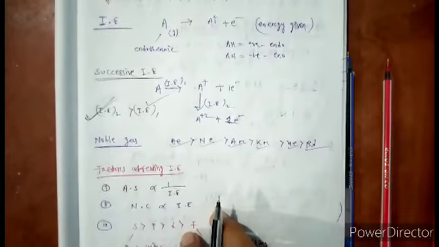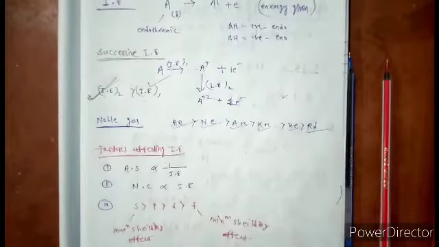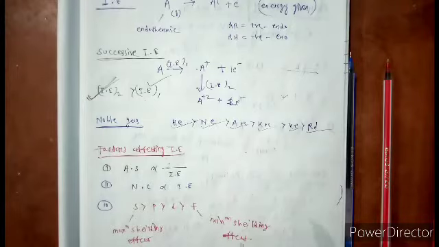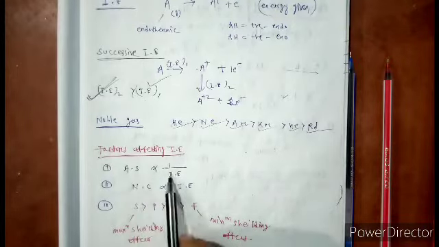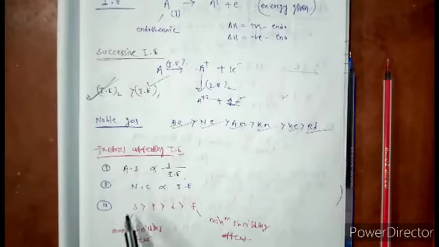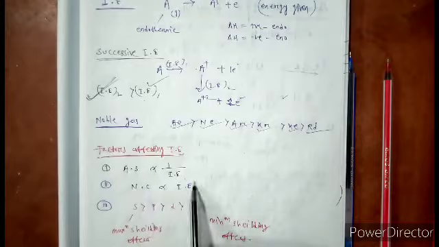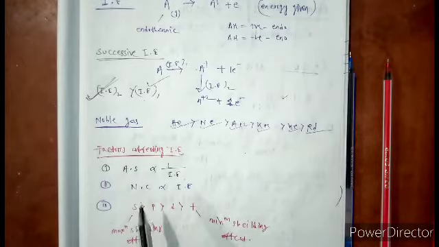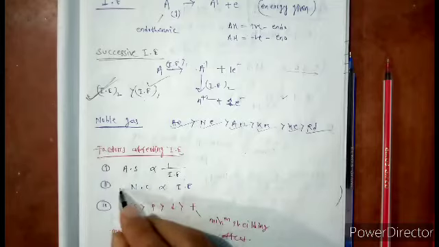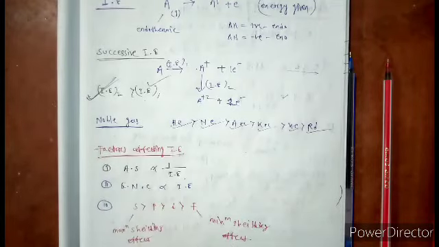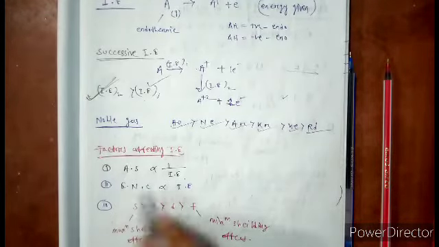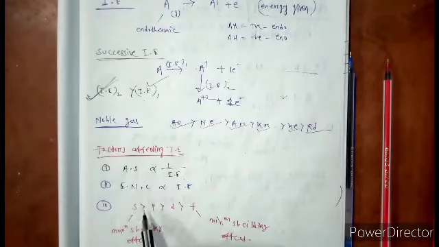Factors affecting the ionization energy. What are the factors that affect the ionization energy? Atomic size is inversely proportional to ionization energy. This is a normal thing. Nuclear charge is directly proportional to ionization energy, that is called effective nuclear charge. Effective nuclear charge decreases down the group, so ionization energy also decreases. Atomic size increases down the group, so ionization energy decreases.